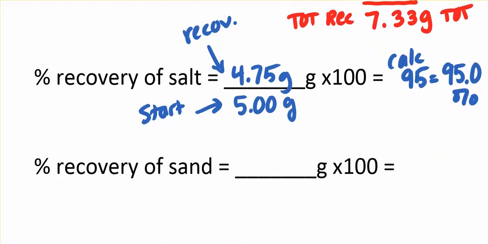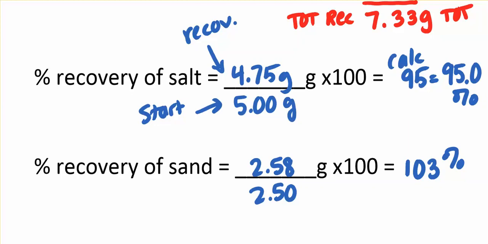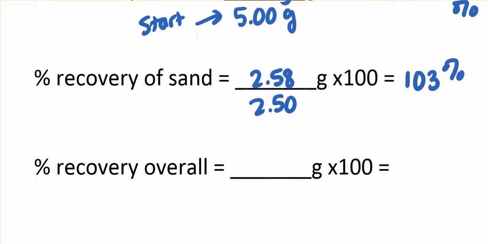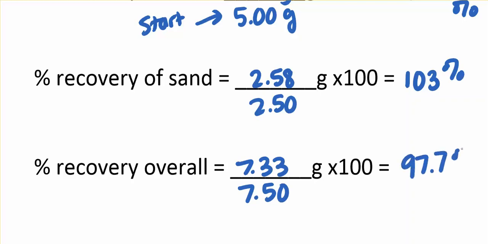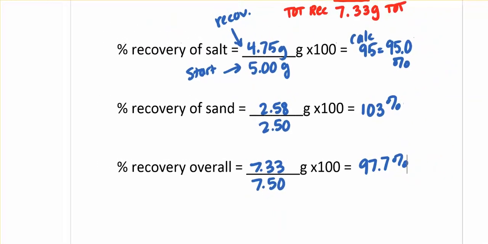Let's do a similar calculation for sand. Maybe you noticed we have something funny about the sand. Our percent recovery comes out over 100. We'll talk about that in a minute. Let's look at the recovery overall. So the recovery overall, I want to look at the total recovered overall divided by the total we started with. Okay, very good. Let's zoom out a little bit and talk about some of these numbers.